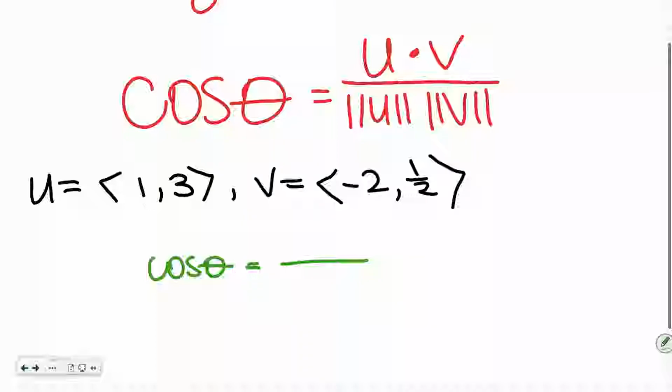All right. What did we decide the dot product was? Negative half. Thank you, Amy. If we were to find the magnitude of u, 1 squared plus 3 squared would be 10, so we have the square root of 10. This magnitude would be square root of 17.